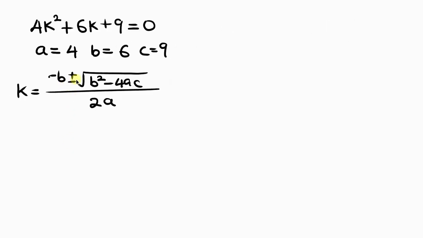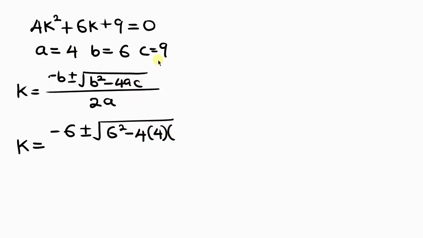So now let's substitute into this quadratic equation. We have k equal to negative b. So negative b is 6, plus or minus the square root of b squared, that's 6 squared, minus 4 times a. What is a? A is 4, times c. C is 9, all over 2 times a. A is 4. Very good.